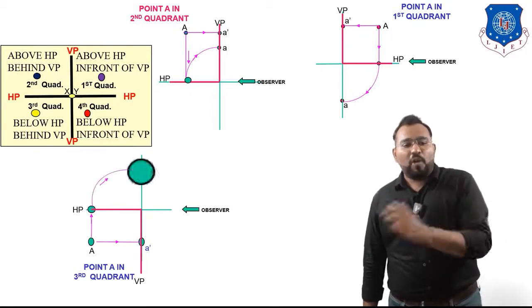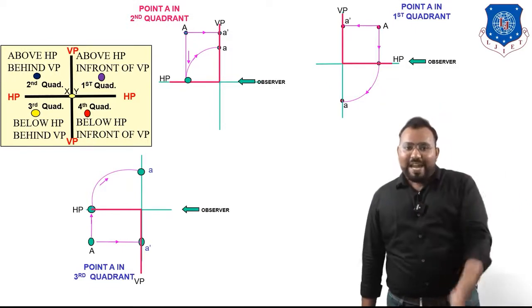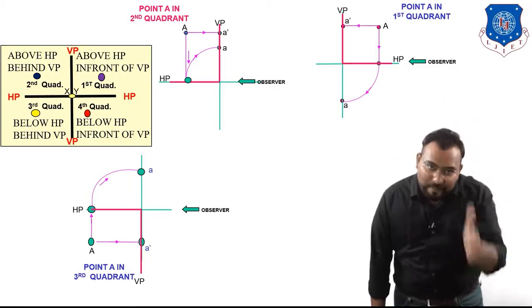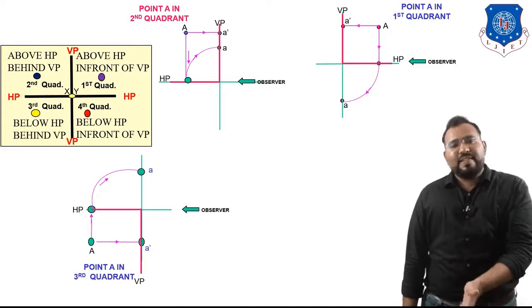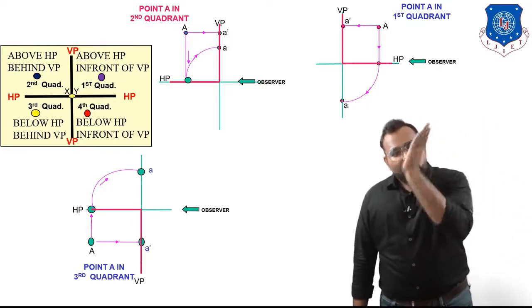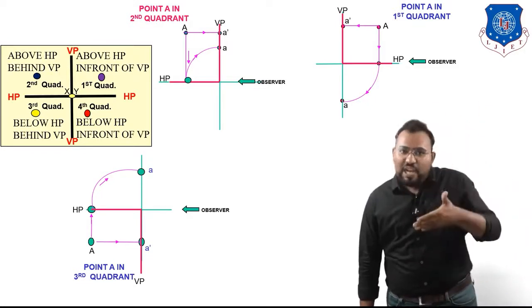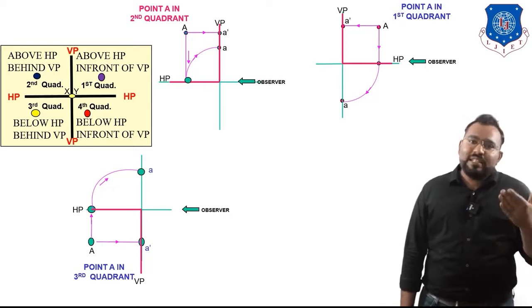So it will automatically come over here and it will be point A. Now A and A dash both are in a single plane. So that is the reason for rotating HP by 90 degrees clockwise, so that you can draw both the projections in a single drawing paper. That is the purpose.